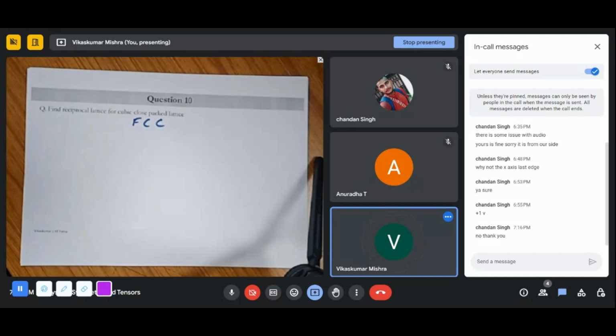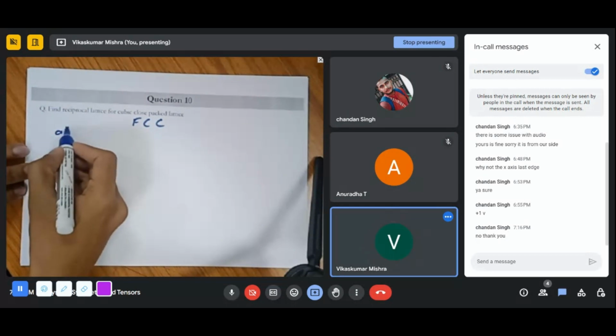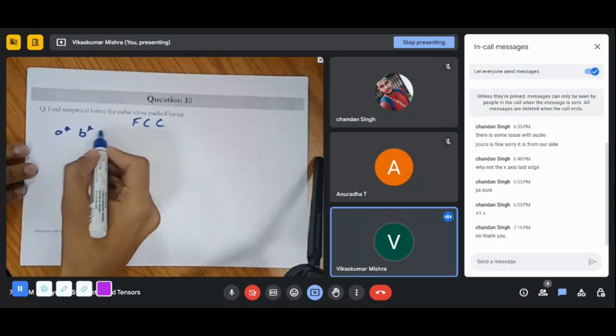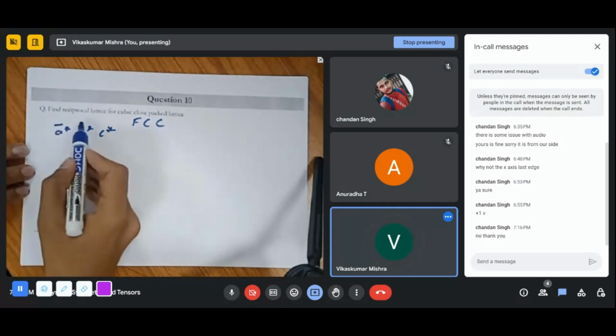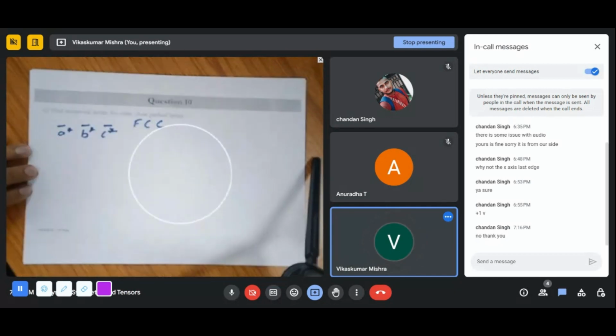Okay. Reciprocal lattice, what does it mean? We need to find the reciprocal lattice, that is, we need to find the a star, b star, and c star. That is a vector of them. That is all we need to find.